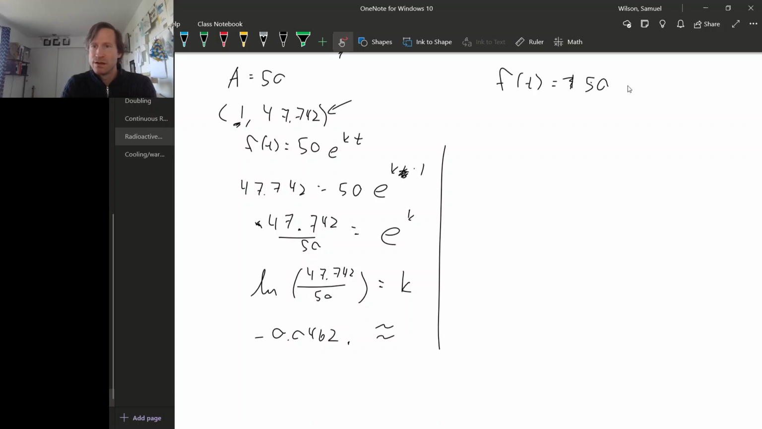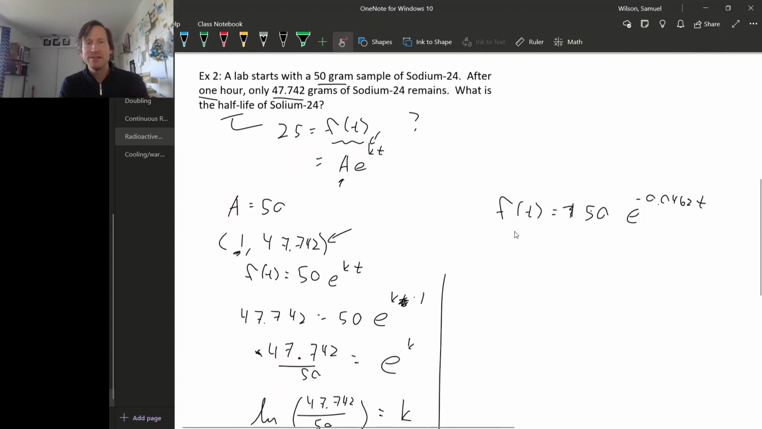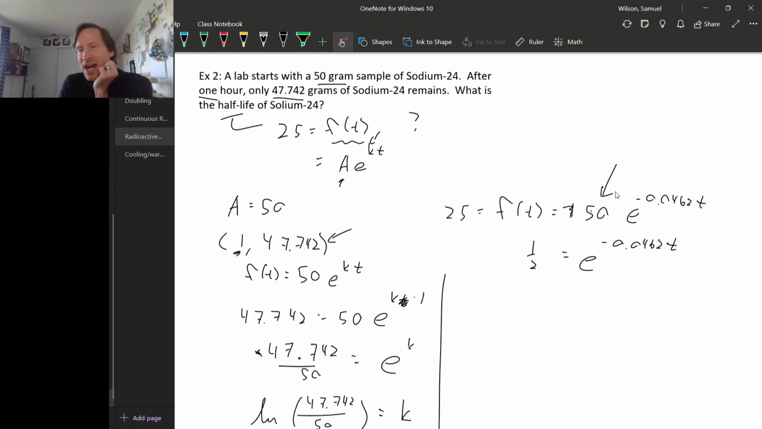Now that we know k, we can come back and use this function f of t, which is 50 times e to the negative 0.0462 t. We can use this to figure out what the half-life is, because we can just set this equal to 25. Divide both sides by 50, and we get 1/2 equals e to the minus 0.0462 t. So you can see that it doesn't actually matter how much we started with. That won't change what the half-life is, because whatever you start with, you put half of it over there and then divide by what you started with, you're always going to end up with a 1/2 right here.